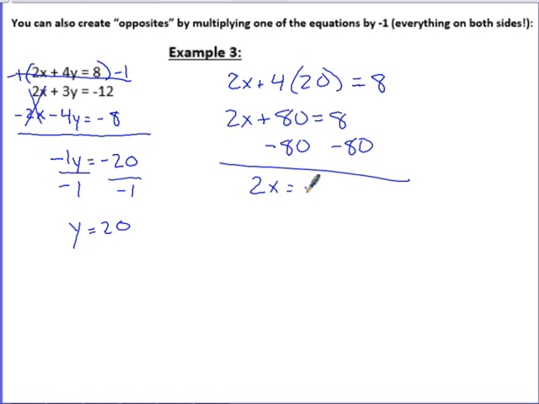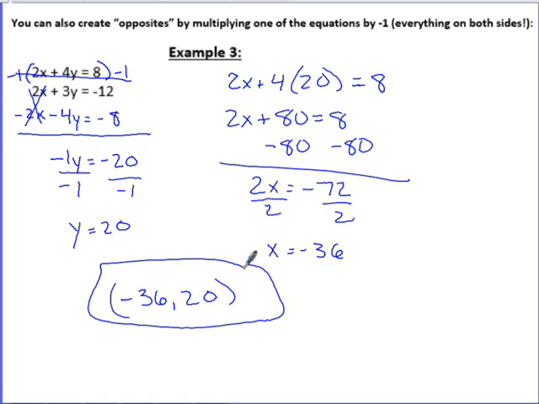2x equals -72, and then when I divide by 2, I get x equals -36. Alright, you cannot leave your answers like that. An answer to a system has to be an ordered pair. So it is -36, 20. That is the solution to that system.